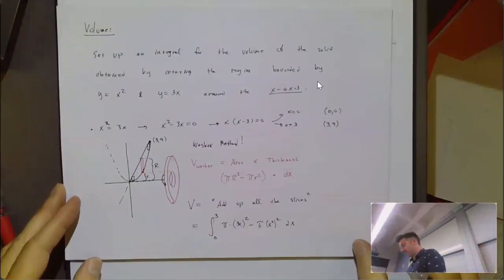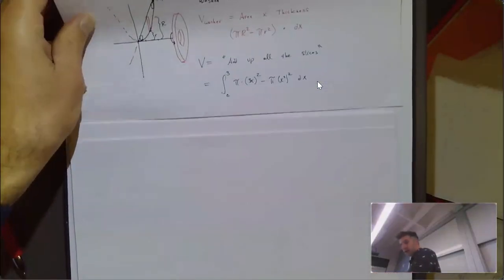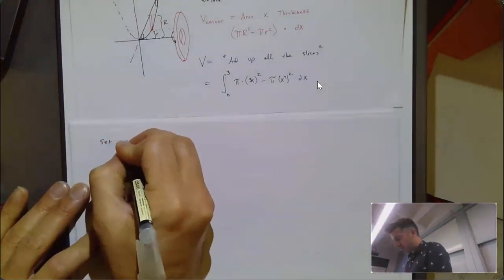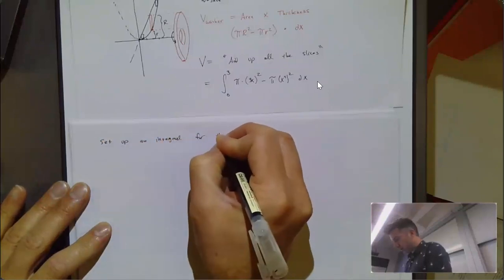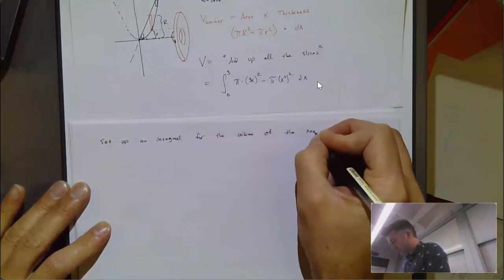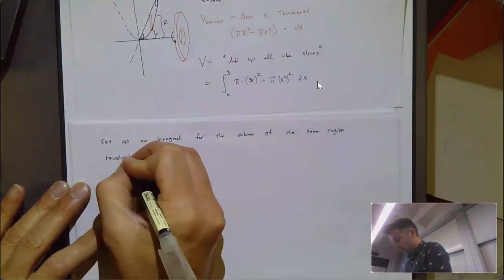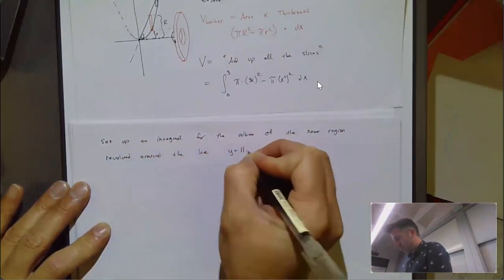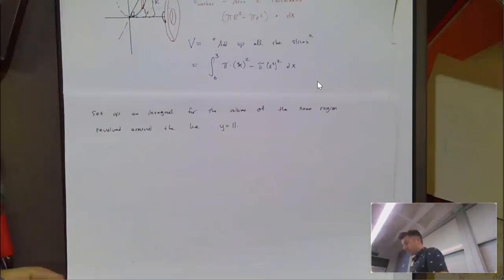What if instead we wanted to set up an integral for the volume of the same region, but now revolved around the line y equals 11? So I'm going to draw the same picture.